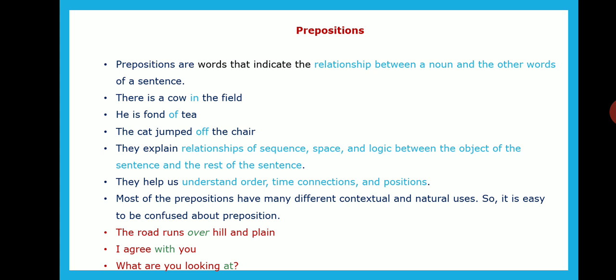Now let us read these three sentences and identify the prepositions in these sentences. The first sentence is, the road runs over hill and plain. What is the preposition here? The preposition is over. So over is connecting the verb runs and the noun hill and plain. Next, I agree with you. With is the preposition, agree is the verb and you is the object pronoun here.